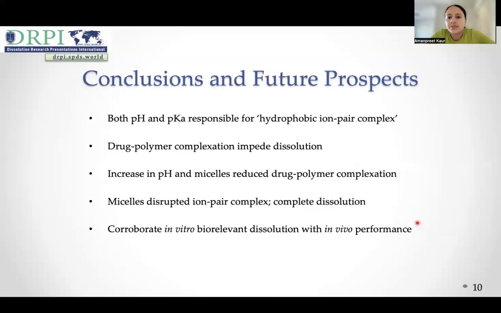The conclusions drawn from the current research work were that HPMC-AS has the tendency to form hydrophobic ion pair complex with weakly basic cationic molecules if they are ionized at a particular pH and consist of two oppositely charged functional groups. Drug polymer complexation can impede dissolution because it prevents polymer hydration, solubilization, and release of drug from the polymer matrix. With increase in pH, percentage polymer complexation reduces because of greater extent of polymer ionization, hydration, and solubilization.